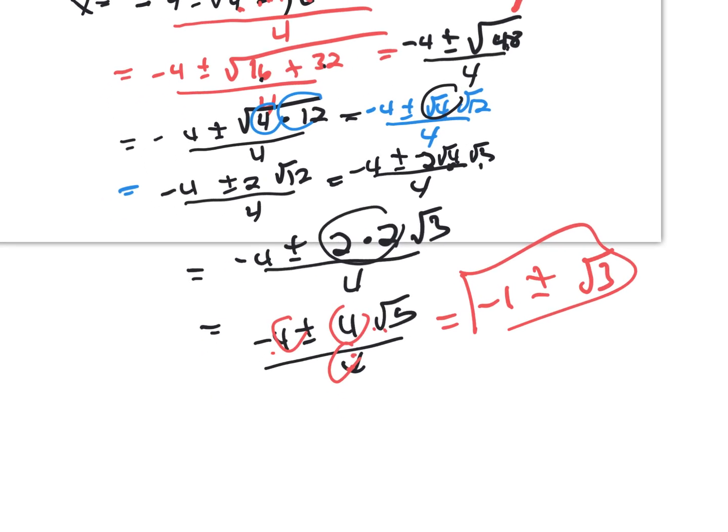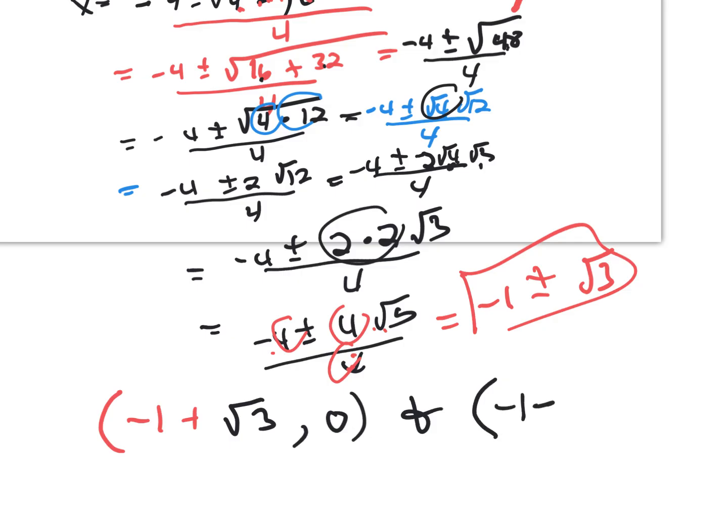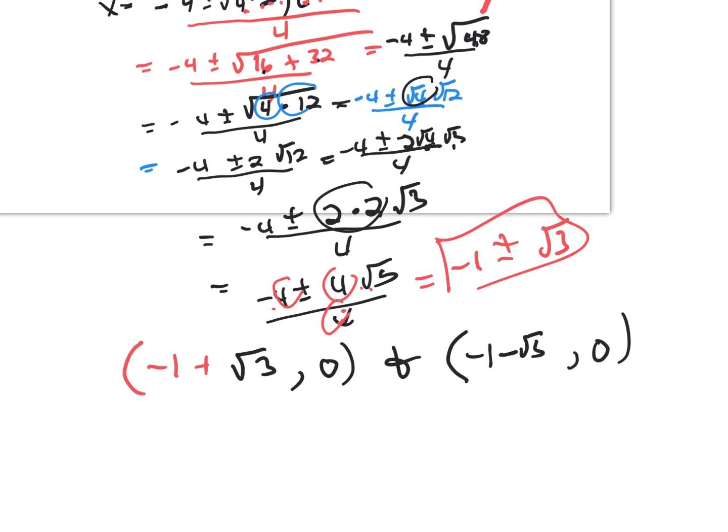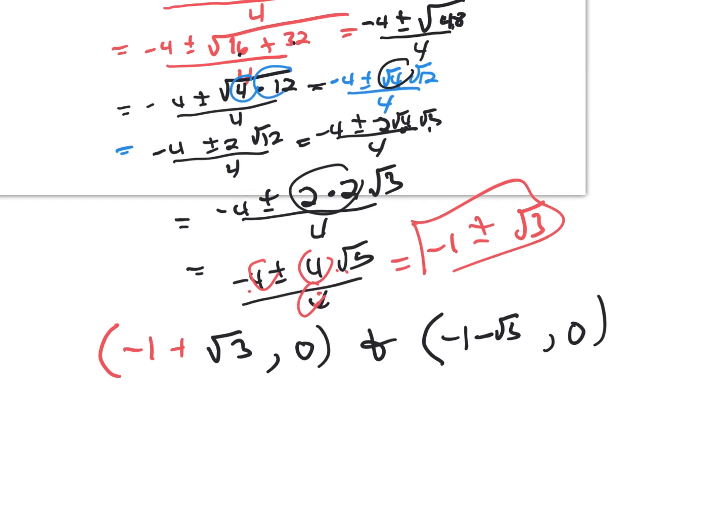How does it really look? -1 plus square root of 3, comma 0. Let me make that stand out a little better. Or just erase the whole thing and do it again. -1 plus the square root of 3, comma 0. And -1 minus the square root of 3, comma 0. Those are your actual real answers for the x-intercepts.